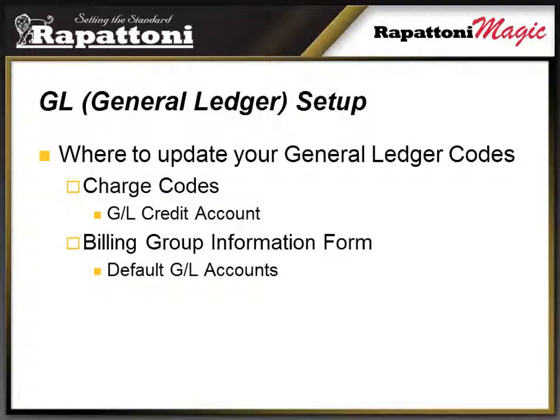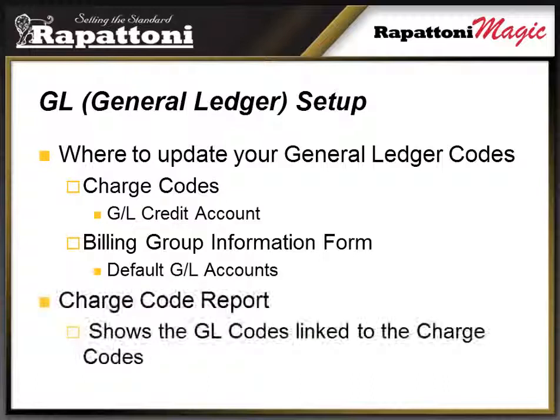There are two places in Magic where you can find your GL account code setup. One place is in the charge code form itself under GL credit account, and the other is in the billing group information form where you have all of your default GL account codes. Manage your charge codes and your GL account codes by using the charge code report. It'll easily show you the charge code in relation to the GL code that's linked to that charge.